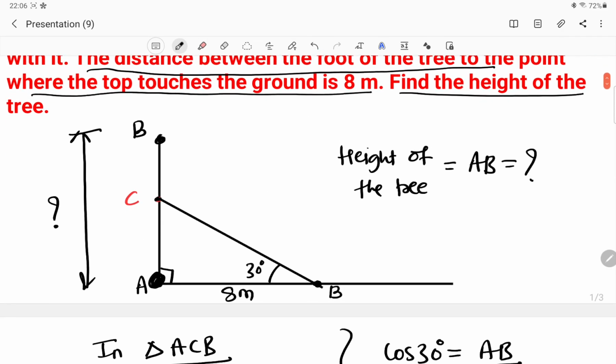The main hint was shifting this CB from this part to this part, then calculating it by using the proper method.